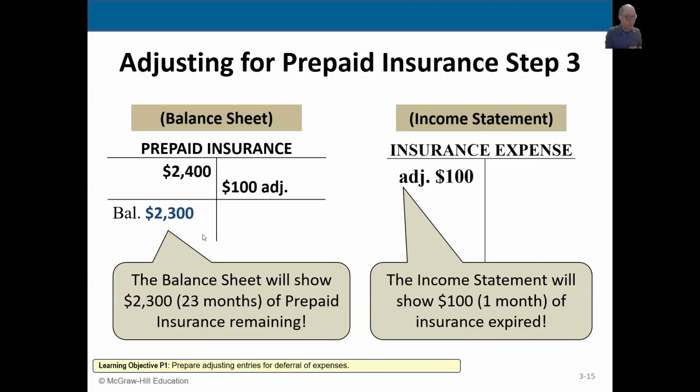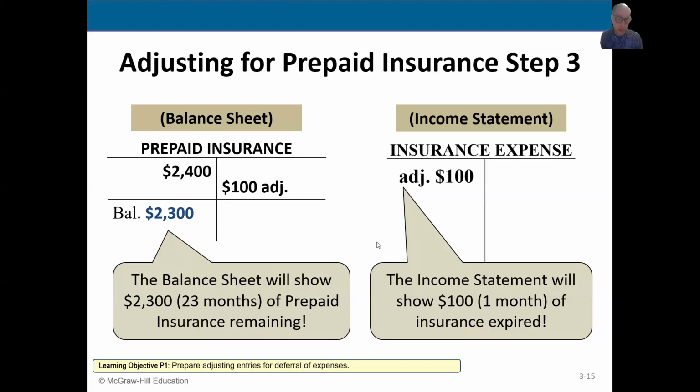Go ahead. So, Professor, what you're saying is every month the prepaid insurance will go down $100, and you'll keep getting added the $100 to your expense. That's correct. Yep. Okay. 100% correct. And so what that does, Leland, is it shows that the expense is being recognized when we incur it. That's according to the matching principle. Yep, that's correct. Well done.